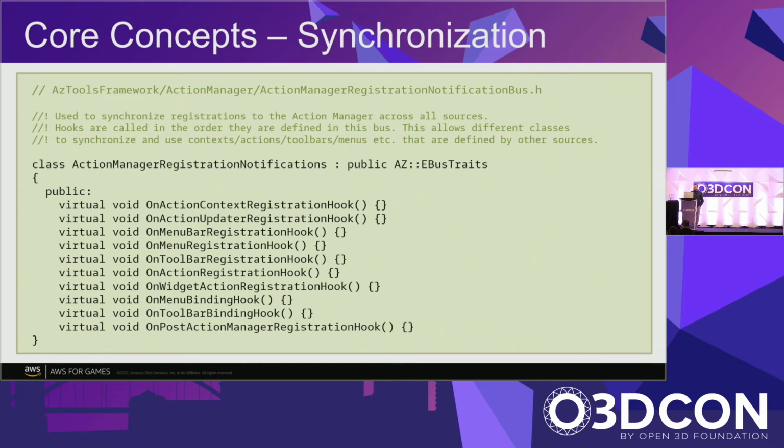Last but not least, synchronization. Since all of these concepts that we're introducing are dependent on each other, whenever I create an action, I need to know that the context that I want to add it to has already been registered. There's a set of hooks that are called whenever the system is initialized, and that can be used by gems to just make sure that whatever they need is already defined when they create something new.